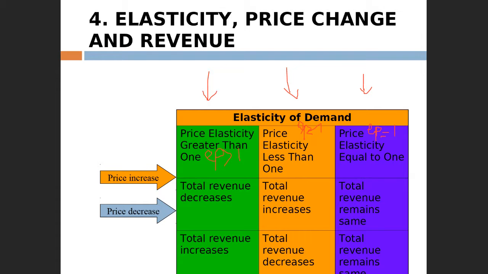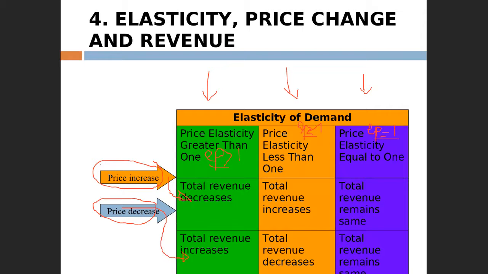If you look at the question, it says, what happens to total revenue when price goes down, price decrease, or it goes up, under these 3 different conditions? Let's look at elasticity greater than 1, that is elastic demand, the green column. This is messed up, so please be careful. When price goes up, this is where the arrow should come: total revenue goes down.